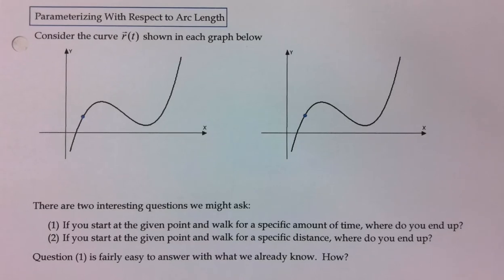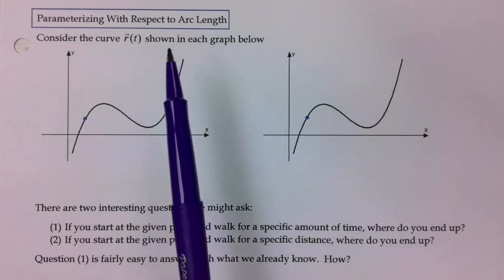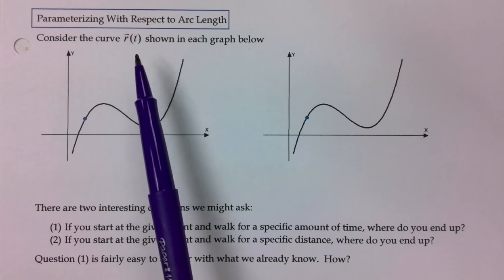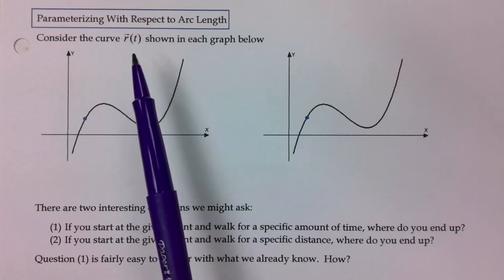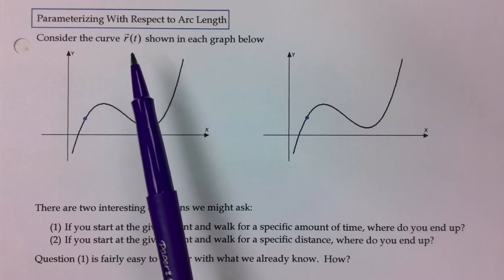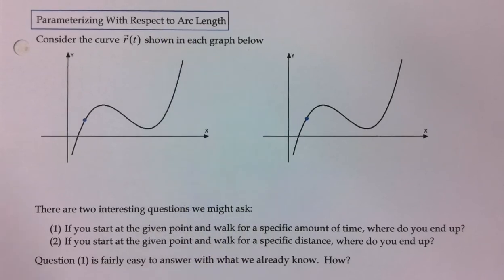So in Calc 2, when we parameterize curves, and also so far in Calc 3, we almost always do it with respect to time t. The big exception to that was polar coordinates, which are always with respect to theta. But they're not the only ways we can do this. You can actually parameterize with respect to a lot of different variables. And in particular, we want to learn how to parameterize with respect to arc length.